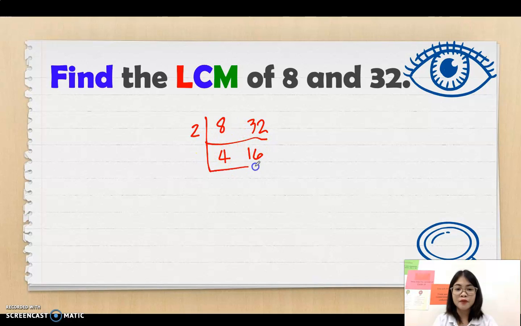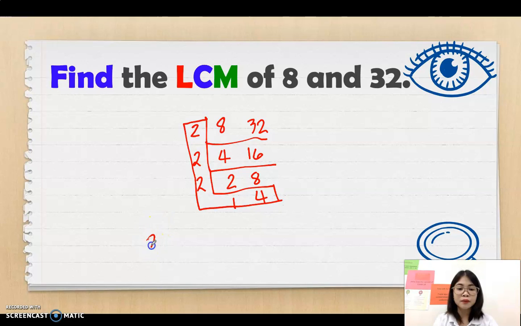Another common factor is still 2, so we have 2 and this is 8. Another common factor, which is 2. 2 divided by 2 is 1, 8 divided by 2 is 4. No more common factors, so you multiply this one like letter L.